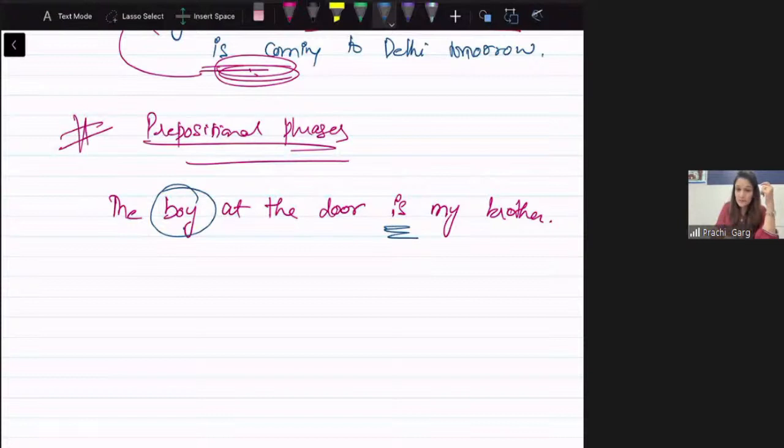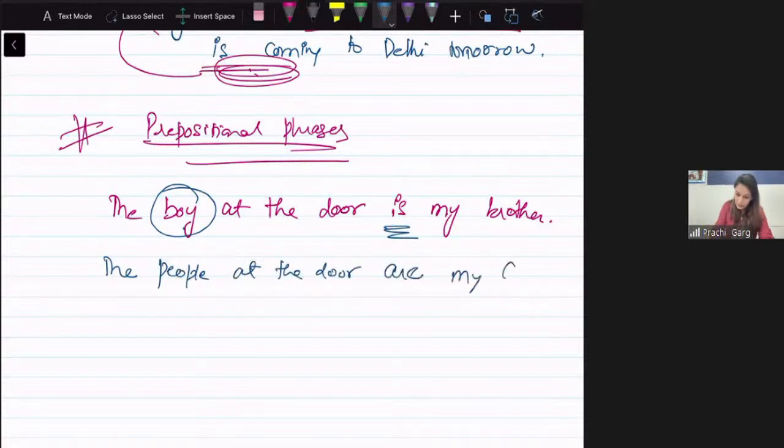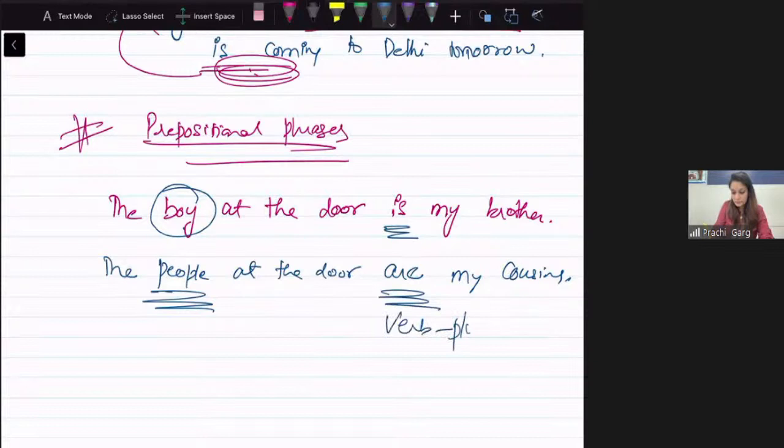to the boy here. If the sentence was, the people at the door are my cousins, because now we are talking about too many people, more than two people, right? So that's plural in number. The subject is plural in number, so the verb will be plural again. It's a simple rule. Understood?